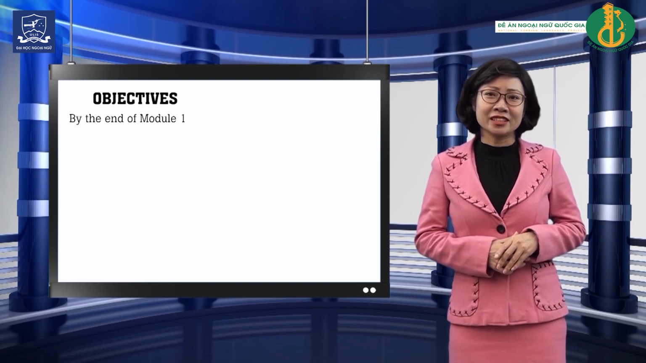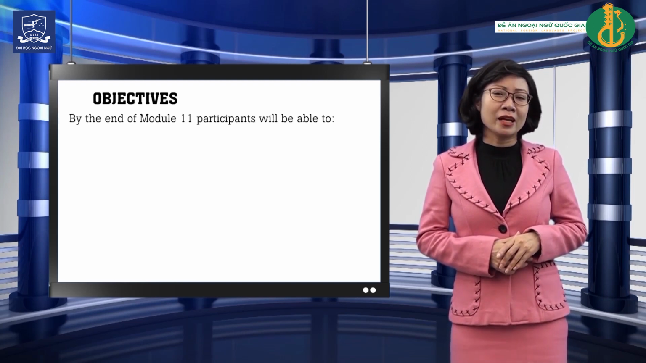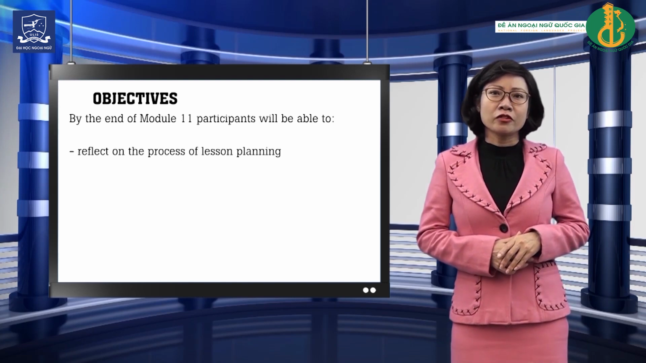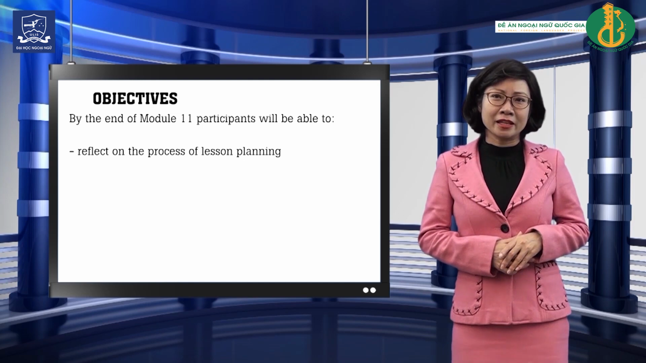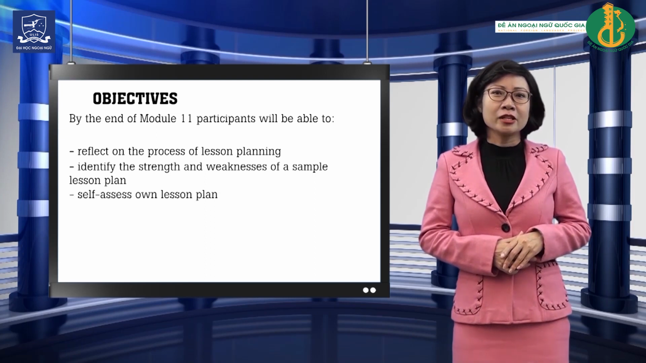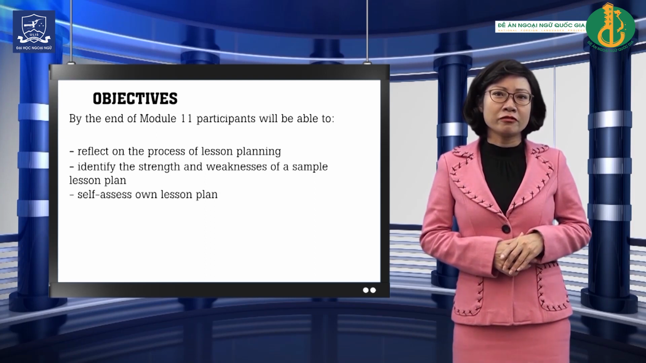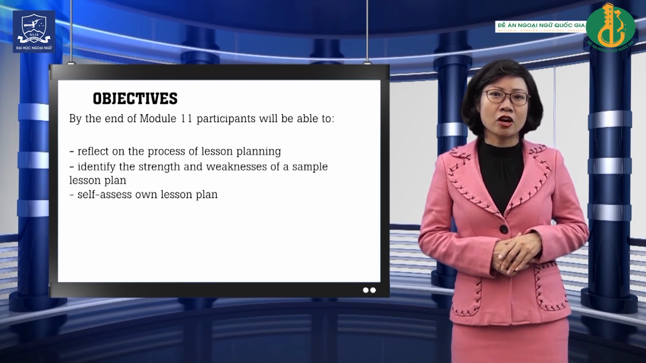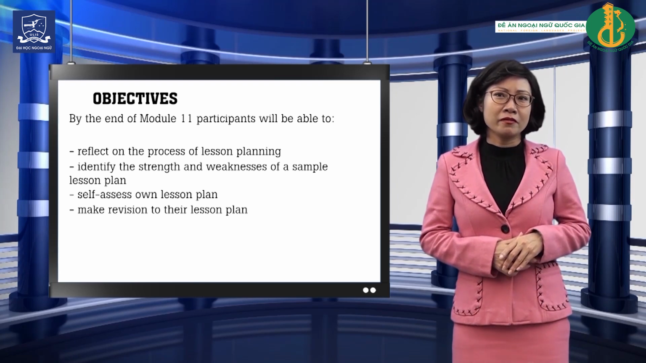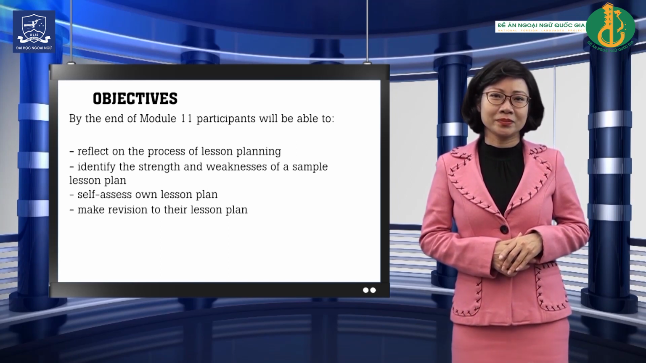In Module 11, we are going to look back at our lesson planning. Specifically, we reflect on the three stages of lesson planning. Then, we identify the strengths and weaknesses of a lesson plan. Next, we'll look at different ways to do self and peer evaluation checklists on lesson planning. And finally, with all the input, we hope you can make revisions to your lesson plan.